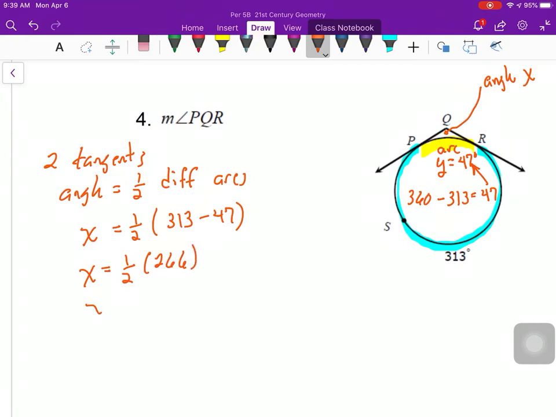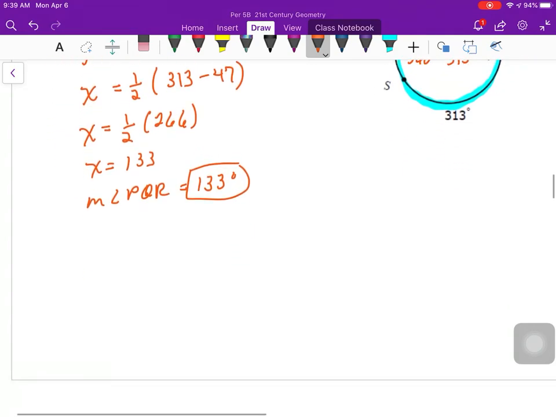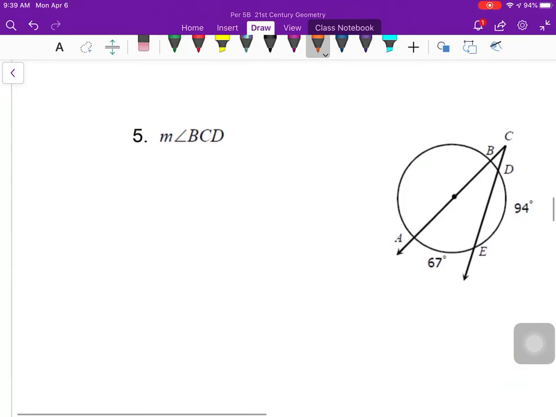So my X equals half of 313 minus 47, 266. Half of 266 is 133. So the measure of angle PQR is 133.